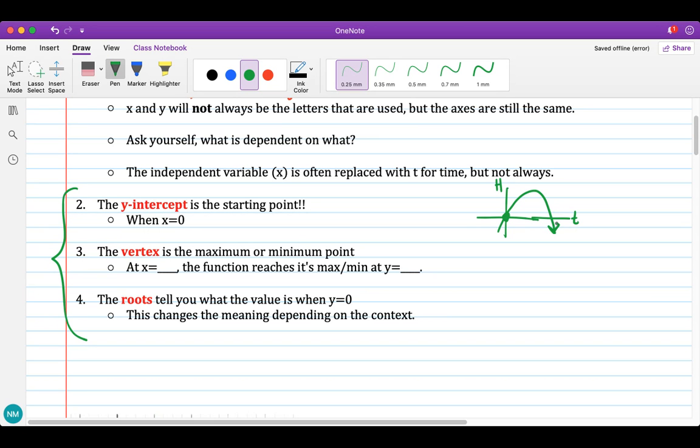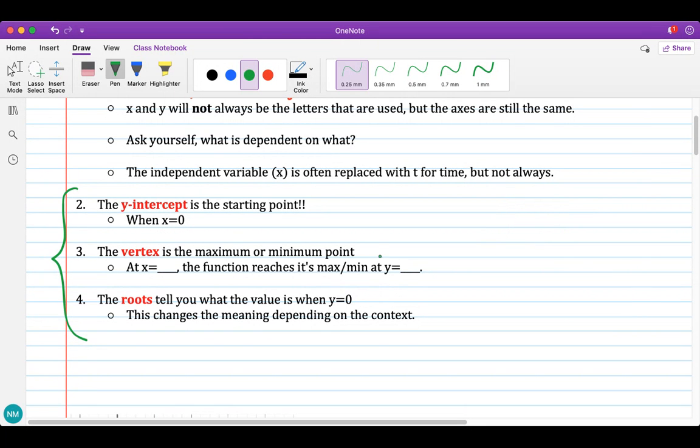So we need to be able to read what is happening. The y-intercept tells me what my starting point is when no time has started, right? Before the actual event took place, whether it's throwing a ball or making money, making a profit, whatever it might be. The y-intercept tells me where we are before we even start. So the starting point.